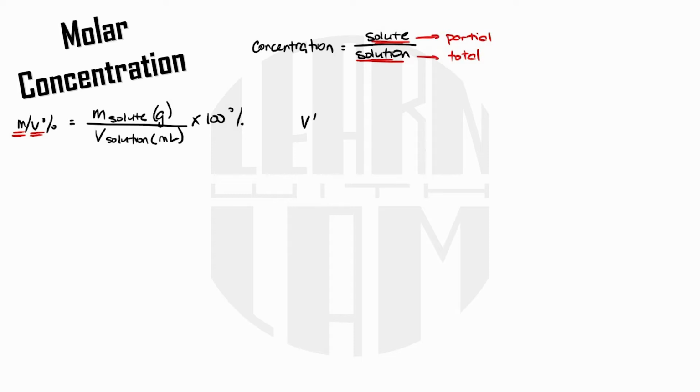This one's called volume percent. I'll give you a few seconds head start to see if you can guess what the equation is. All right, here I go. The equation is volume of solute over volume of solution times 100%.